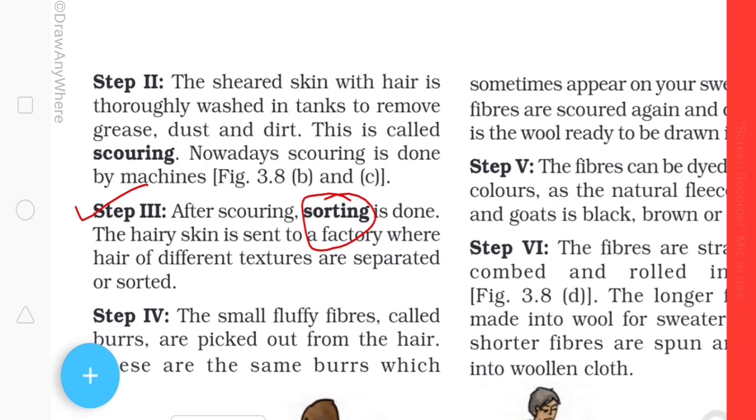As we have already studied, the sheep has two different types of fibers in their body. One is coarse beard hair, and the second type is fine soft under hair, isn't it? So now in the third step, what do we do? We do sorting. Sorting means separation of different types of fibers or different textures, meaning different qualities.